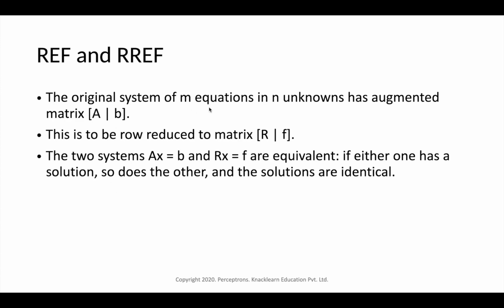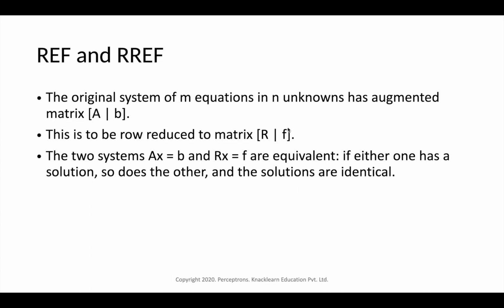So the original system of m equations in n unknowns has an augmented matrix, that is A bar B. This is how we write the augmented matrix. This is to be row reduced to the matrix R bar F. So the two systems Ax equal to b and Rx equal to f are equivalent. They are both the same. If either one has a solution, so does the other, and the solutions are also identical.